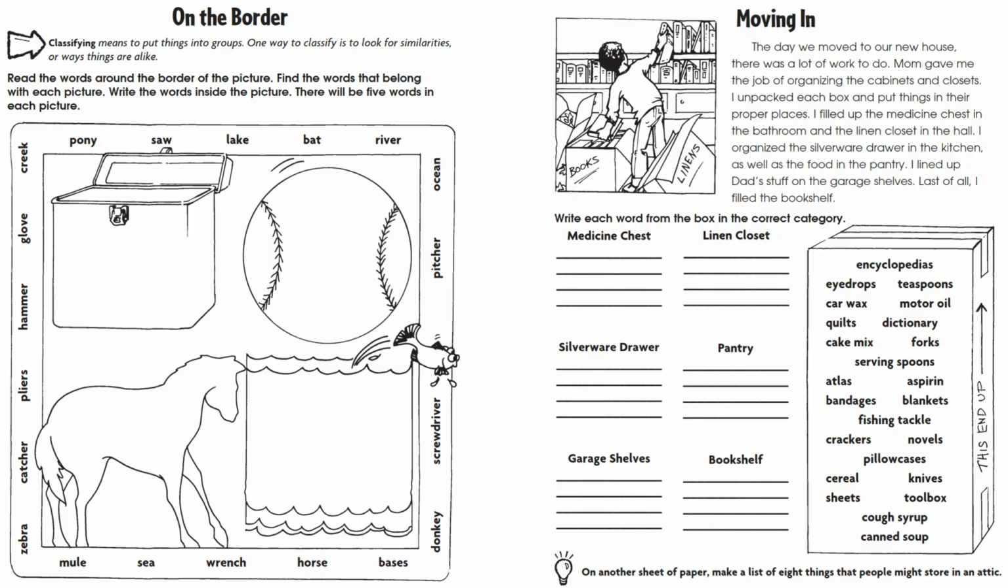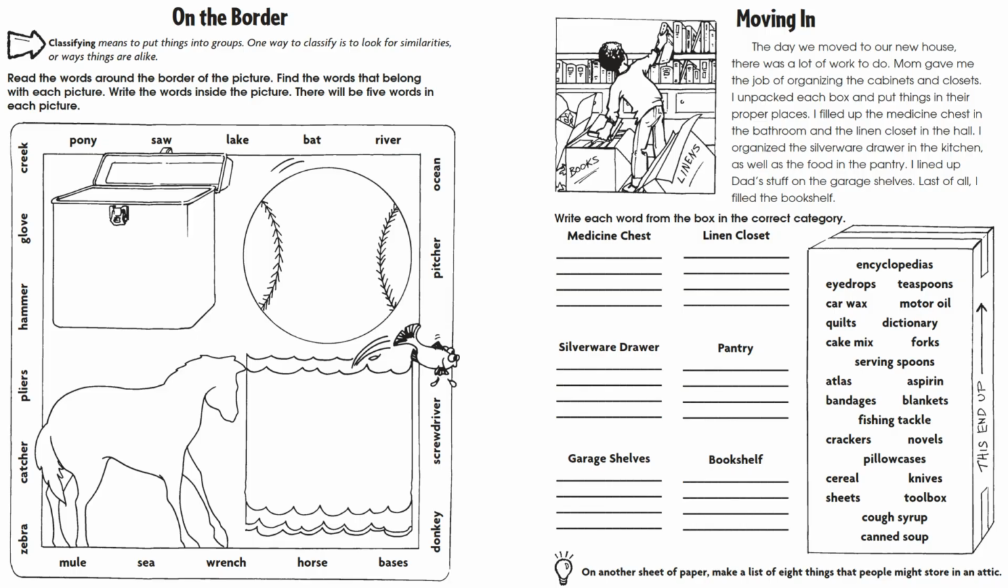Now look at the second activity, moving in. In this activity, someone is unpacking boxes after moving into a new house. You need to put each item into the correct category, such as medicine chest, linen closet, silverware drawer, pantry, garage shelves, or bookshelf. Think carefully about where each item would usually go in a house.